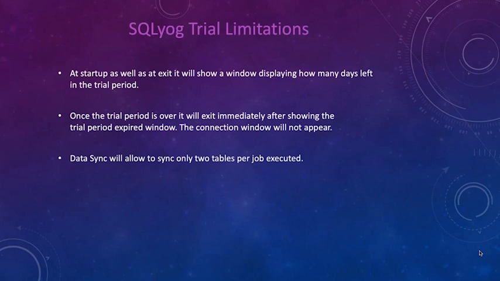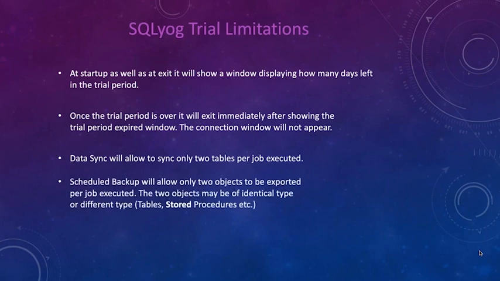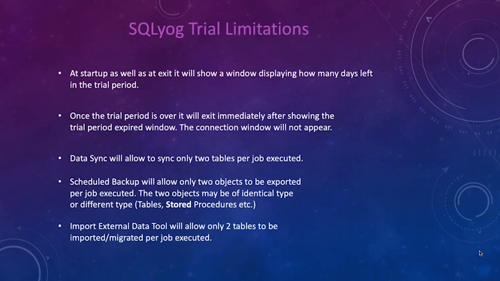Data sync will only allow syncing 2 tables per job executed during the trial. Scheduled backups will only allow 2 objects to be exported per job executed. The two objects may be of identical type or different type. It doesn't matter: stored procedures, tables, etc. The Import external data tool will only allow two objects to be migrated per job executed during the trial period.